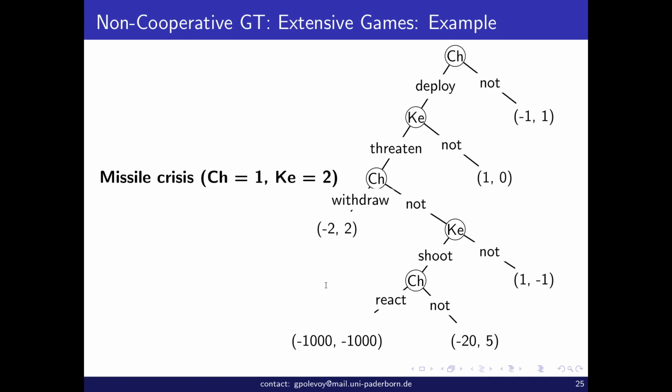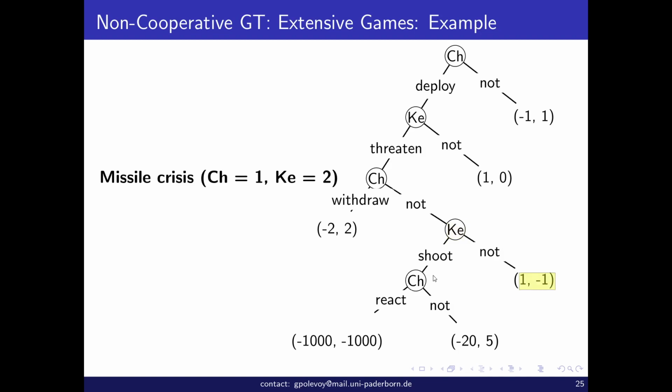Let's now review the example of the Caribbean crisis. Once more, so we have the root. Khrushchev plays, chooses between deploy or not. If he deploys, the game terminates, and these are the utilities. Otherwise, Kennedy plays, chooses between threaten or not, and if he doesn't threaten, then the game terminates and the utilities are 1, 0. Otherwise, Khrushchev gets to play, chooses between withdrawing or not. If he withdraws, the game terminates with -2. Otherwise, Kennedy gets to play, choosing between shooting or not. If he shoots, the game terminates with the utility 1, 1.